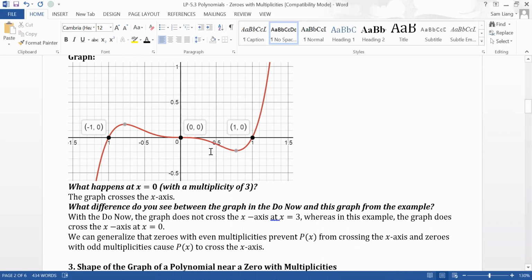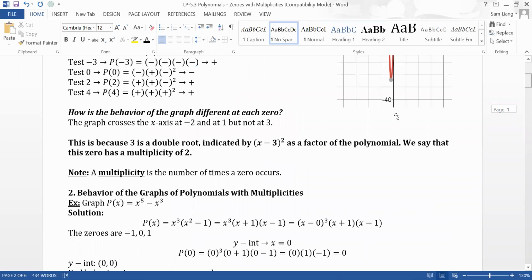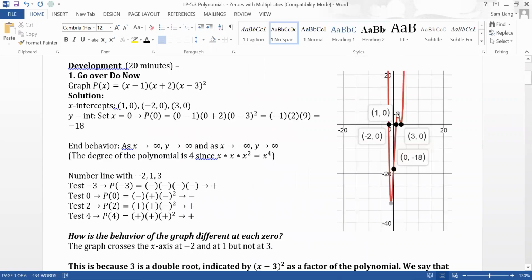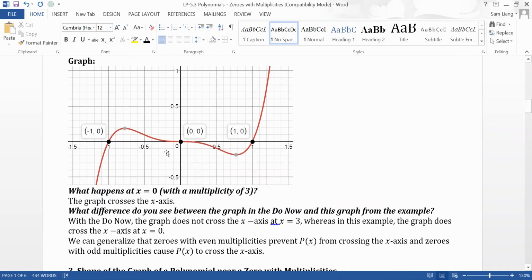As a follow-up to that question, what difference do you see between the graph in the do now and this graph from the example? With the do now, the graph does not cross the x-axis at x equals 3. Let me scroll up to the do now. So at x equals 3, it does not cross. If you remember, it bounces off the x-axis, does not cross through into the negative y values. Whereas in this example, the graph does cross the x-axis at x equals 0.